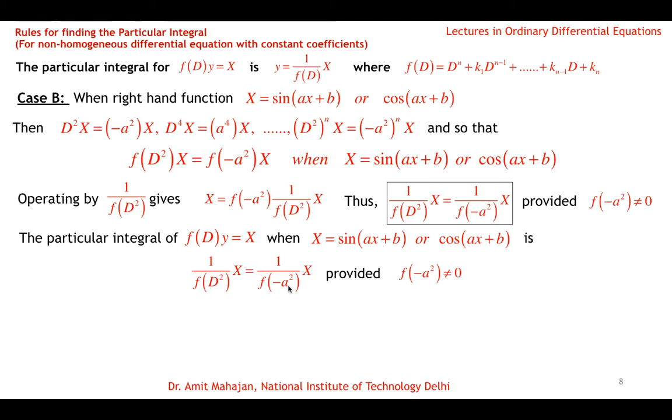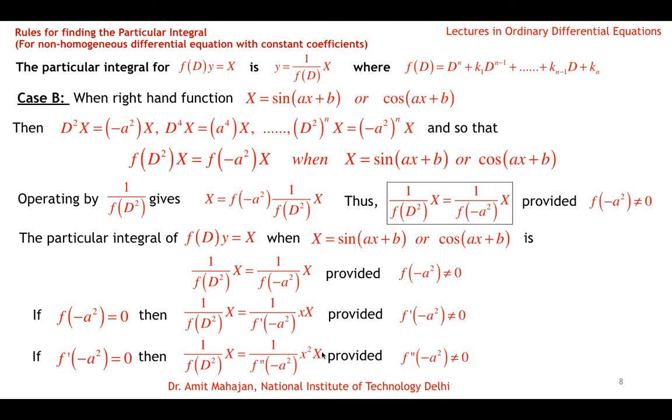If the denominator is 0, then we multiply with x and take the derivative of the denominator and put d square as minus a square. So same rule that we did in exponential, provided the new denominator is non-zero. If this is also 0, then we continue, we multiply with another x, take another derivative of the denominator and put d square as minus a square. So this process is continued until we get a non-zero in the denominator here.